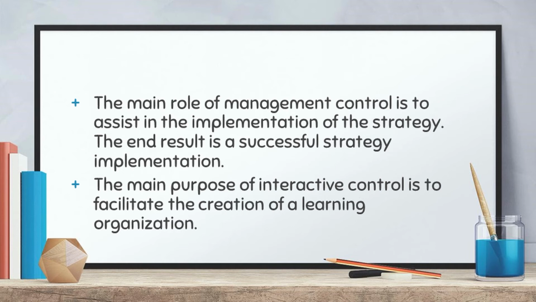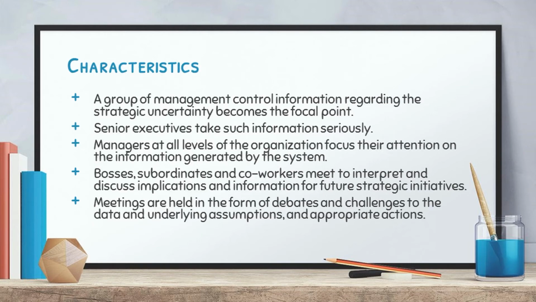While a key success factor is critical in the design of a control system for implementing the chosen strategy, strategic uncertainty guides the interactive use of a set of management control information in developing new strategies. Strategic uncertainty is a fundamental shift in the environment that may interfere with the rules that an organization operates under today.